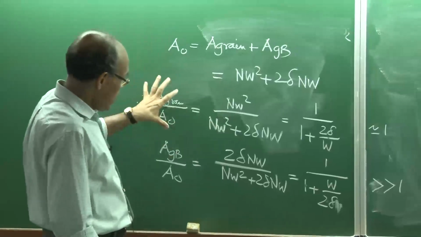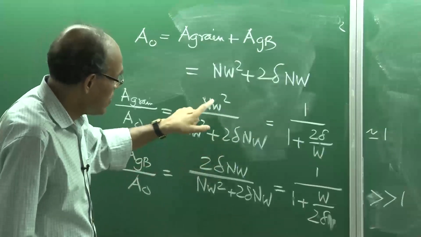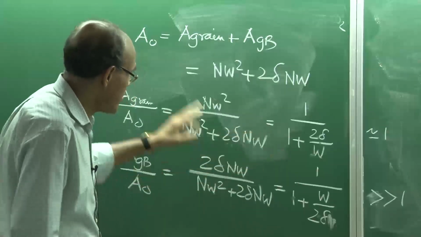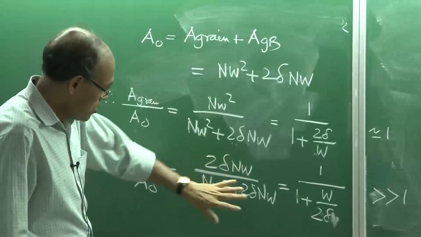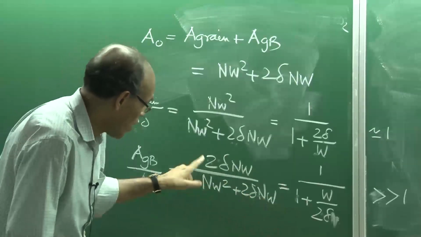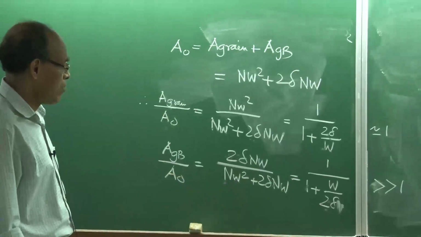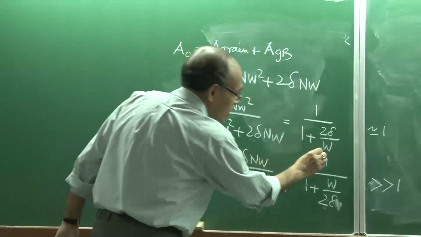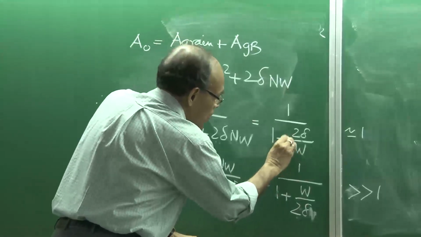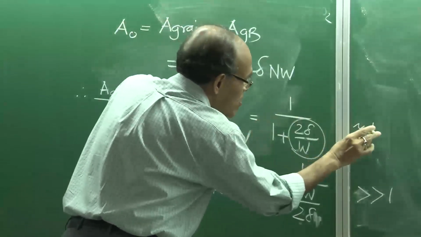So what I have done is taken the ratio and then divided it by NW square. So you get 1 here, and W remains from W square, and 2 delta remains here. Similarly here we have 2 delta NW over the total area divided by this, so this is 1, then the factor 2 and delta come here, and the W remains from W square itself. As I have indicated, W is much larger than 2 delta, so this parameter is very small. So 1 plus a small parameter will be of the order of 1, and therefore this is of the order of 1.